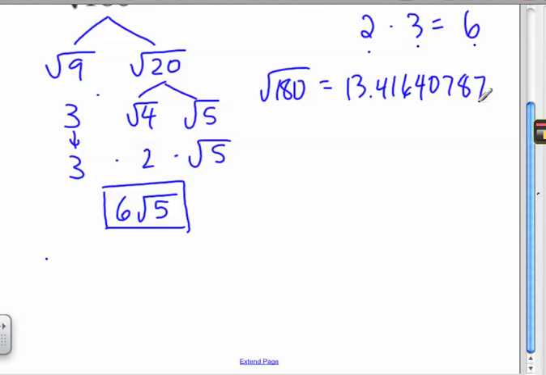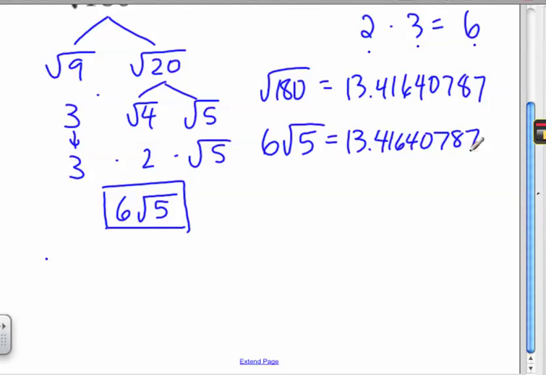Okay. What'd you get? 6 times the square root of 5 is equal to what? Did you get the square root of 5? Now times 6. The exact same thing, isn't it? 6 times the square root of 5 is the same as the square root of 180.